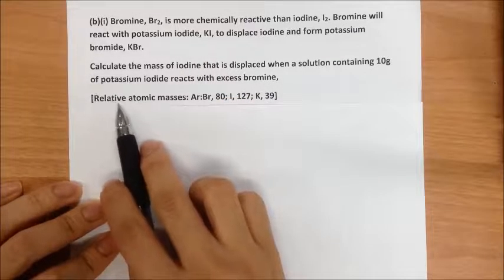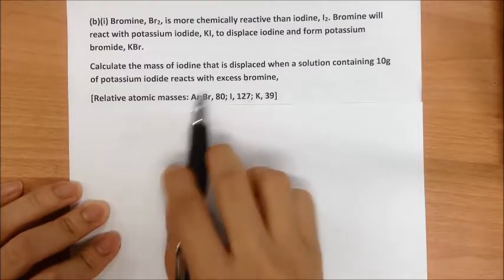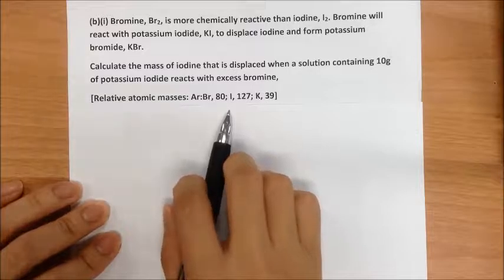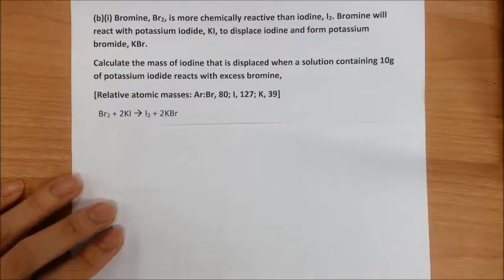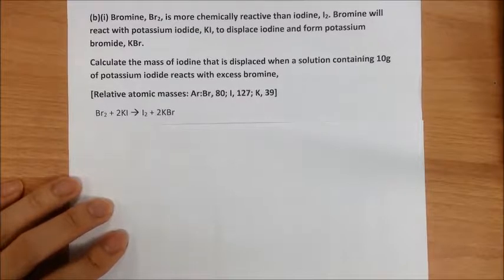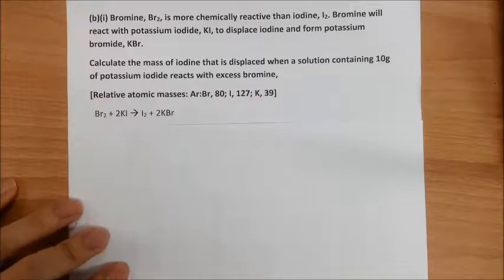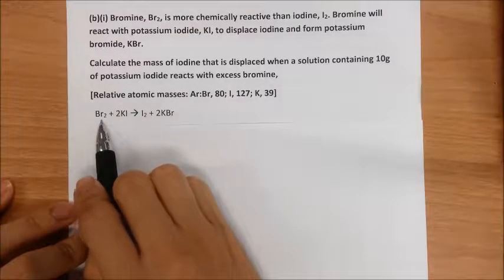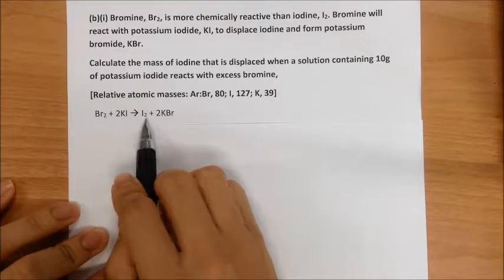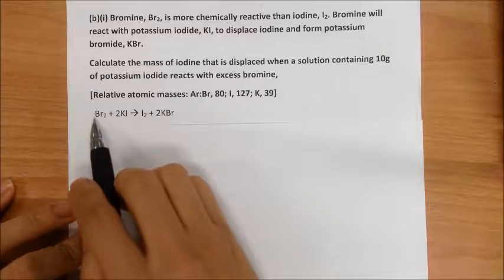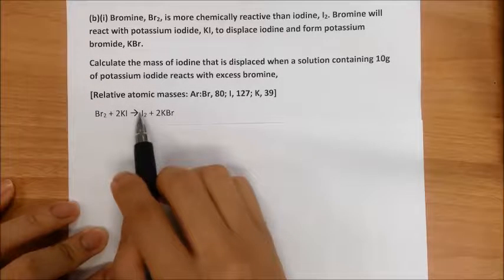They even provided you with the relative atomic mass, so you don't have to refer to the periodic table. So first of all, how do you do this kind of question? Since this is a displacement reaction, first of all, you should write down the chemical equation for the whole reaction. Okay, so for the whole chemical reaction, you know that you have bromine that will displace your potassium iodide to give you iodine and KBr. Make sure that your reaction is balanced.